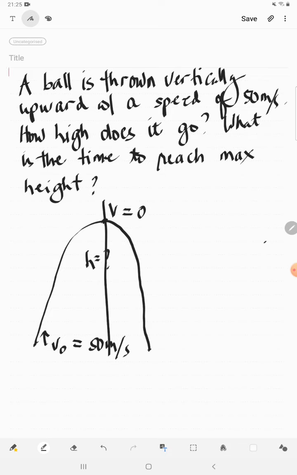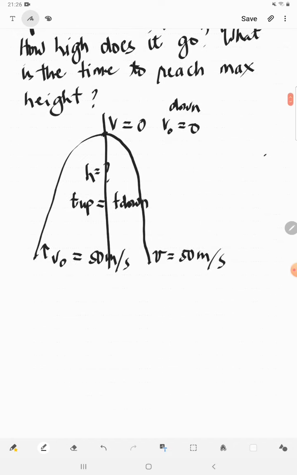After that, what is the time to go up? I told you before that the t up is simply equal to t down. When it begins to go down, your v naught will now equal 0, and you will see here that the final velocity before it touches the ground will again become 50 meters per second.